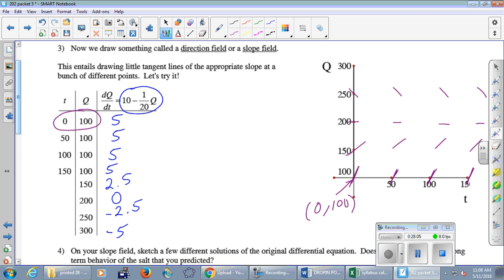And then at 300, steeper or less steep? Steeper, still downhill, but steeper, so slopes of negative 5, so pretty steep up here.